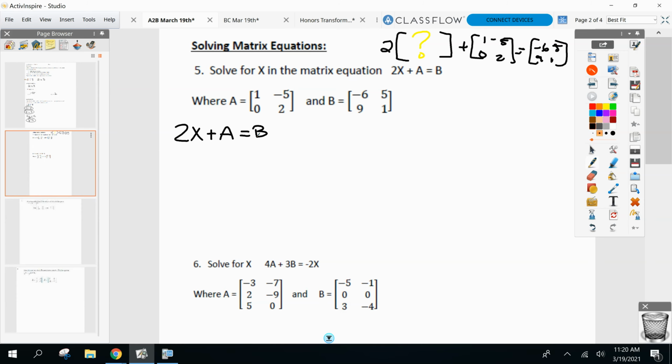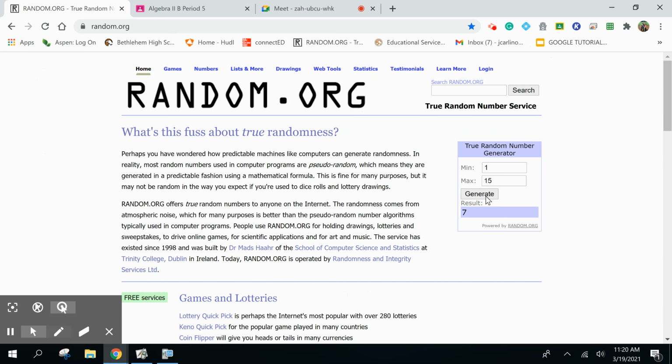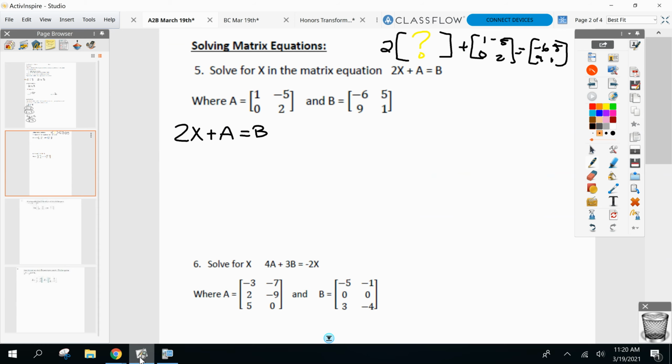2x plus a equals b. Get x by itself. What's your first move? Isaiah, what would be your first move here in getting x by itself? What would I have to move to the other side first? Subtract the a. Okay, yeah. So, everyone subtract a over. So you guys have 2x equals b minus a. All right, one more step.